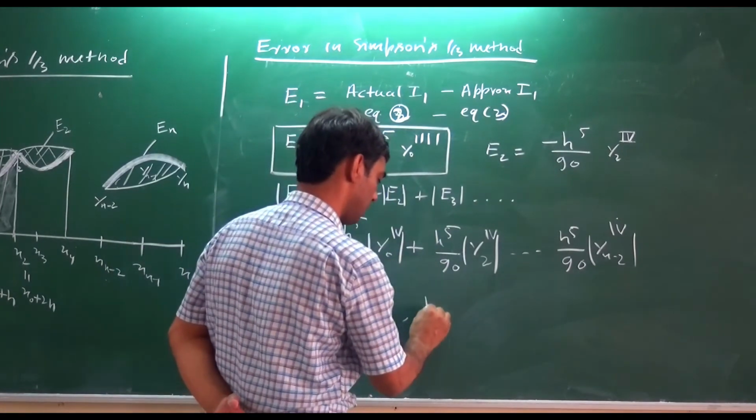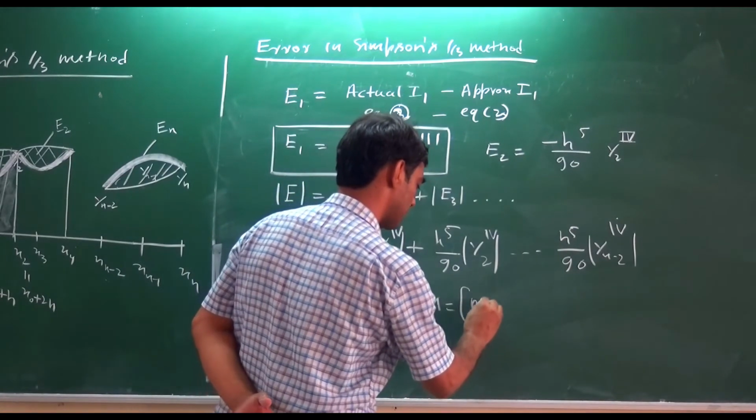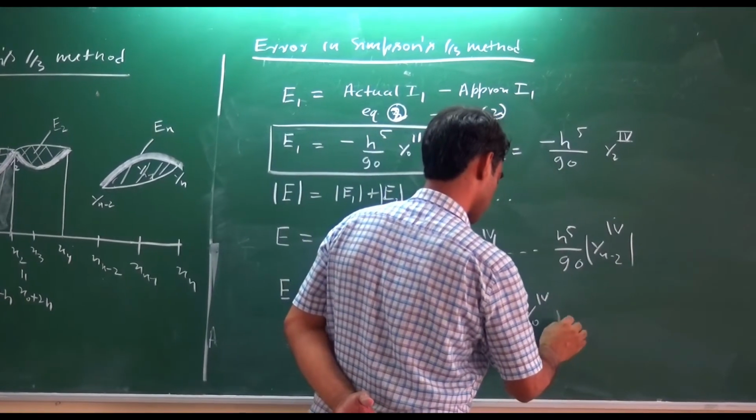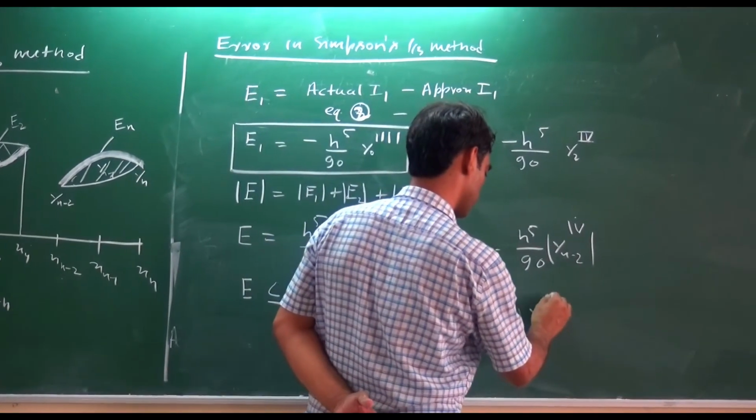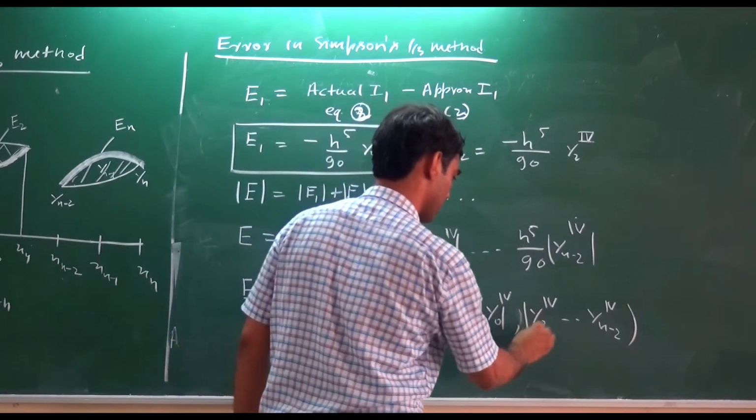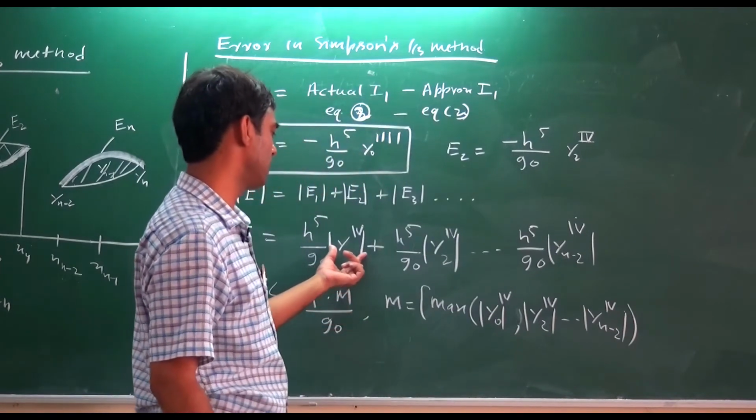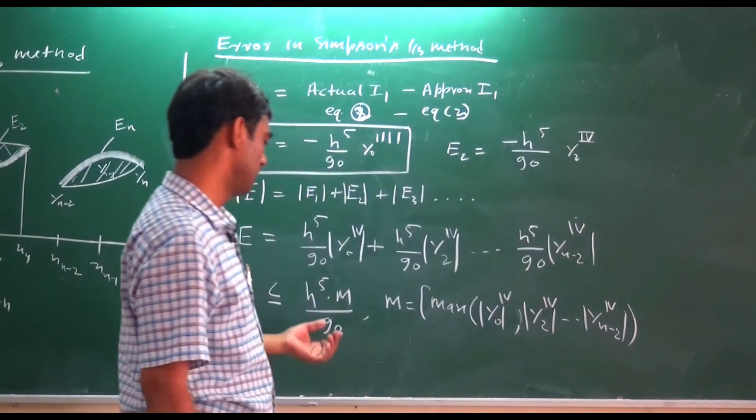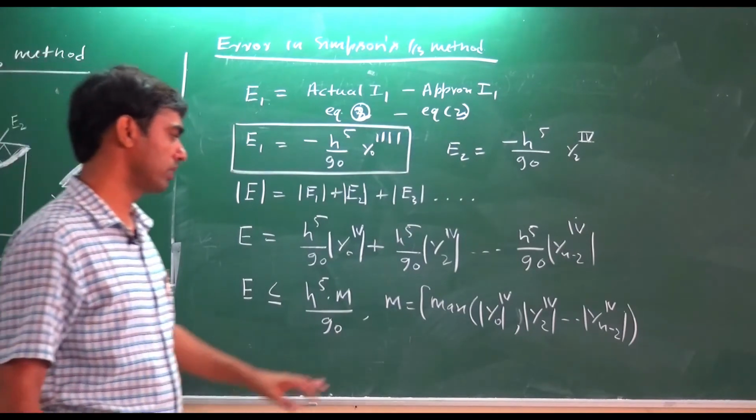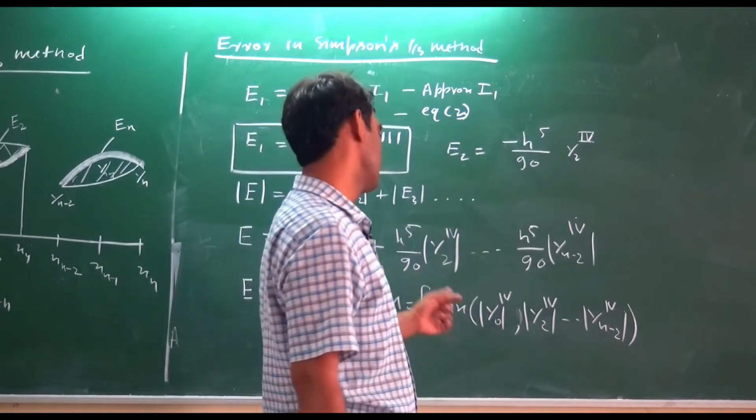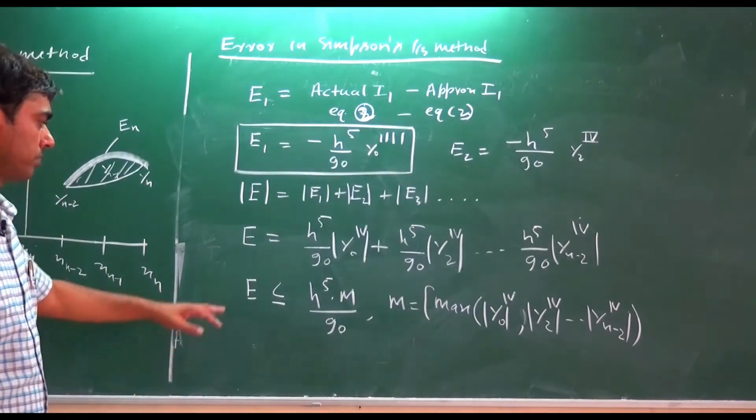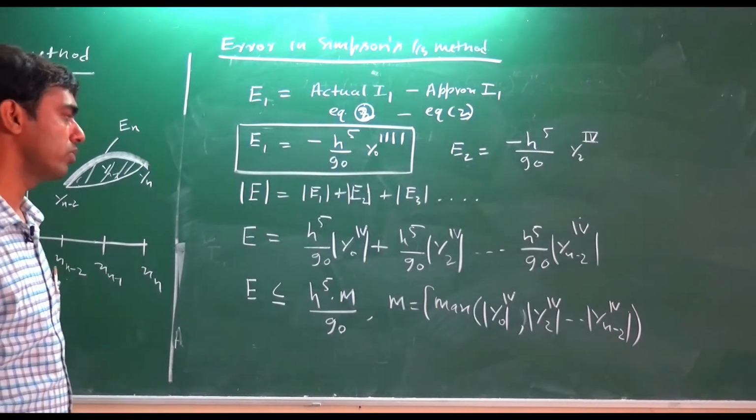Where M is what? M is the maximum value of y0^(4), y2^(4), up to y_{n-2}^(4). Means the modulus value for this, the maximum value for y0^(4), y2^(4), y_{n-2}^(4). Then we find the value for M. Or you can say this is the max value of the fourth order derivative in the given range, from x0 to xn.